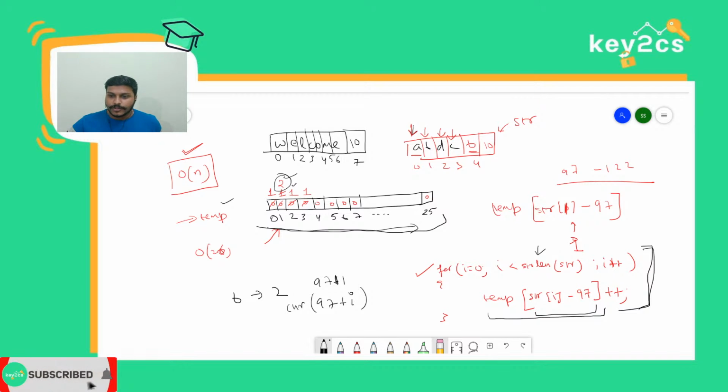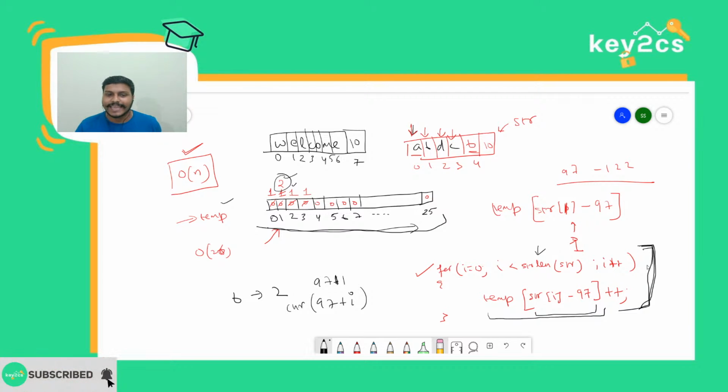Okay. So I hope you can work it out to implement. You know how to create an array, you know how to run a loop. Anyway, the important logic is how to map the character in the string to the temporary array. That is what you need most. So I have given the logic here already.